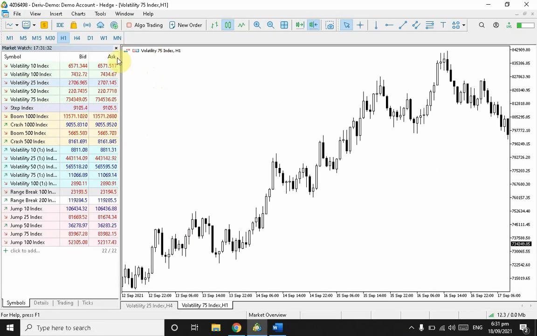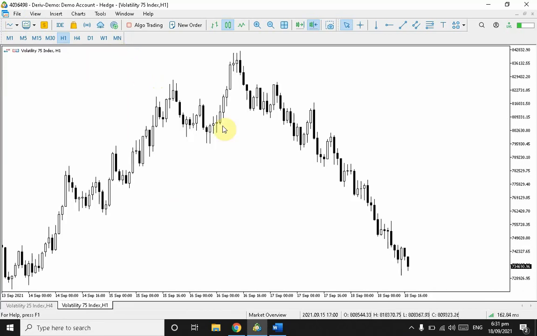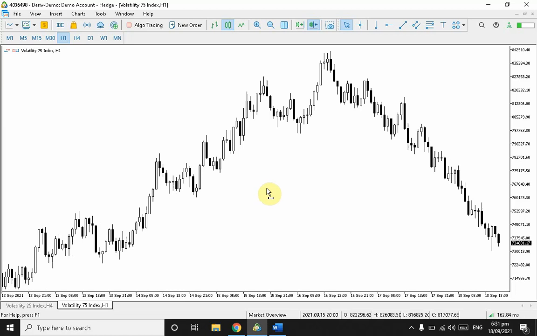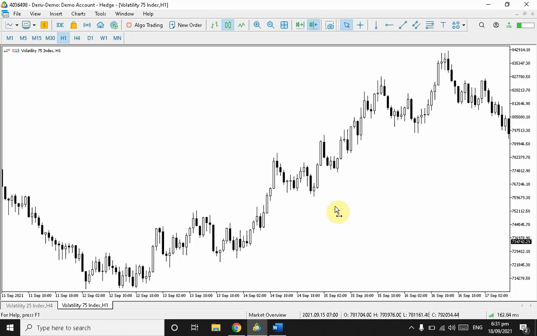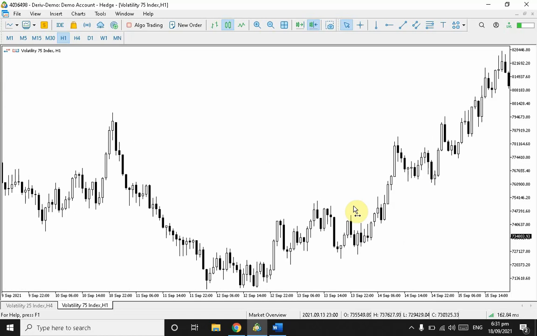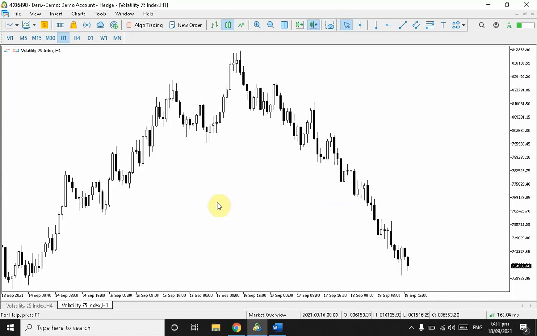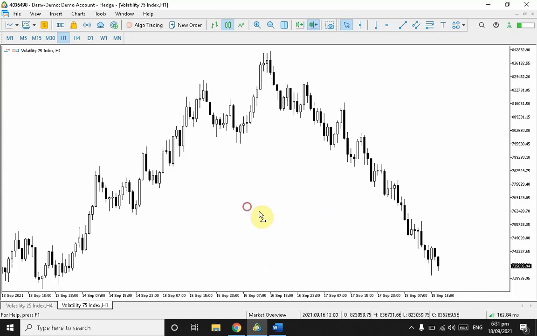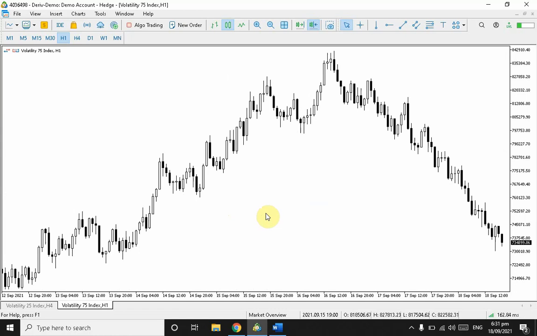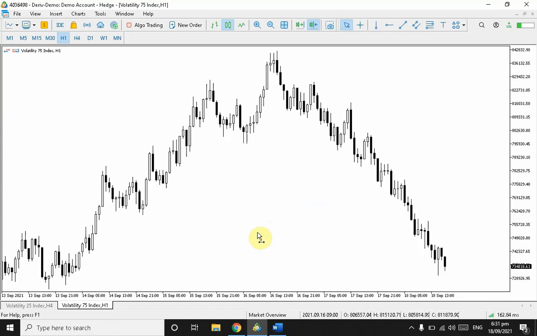Guys, we're price action traders. We're not going to do anything less or more than looking at price. We don't use indicators. We only use indicators to add confirmation to our trade decisions. So what we're going to do straight off is look at the market structure.